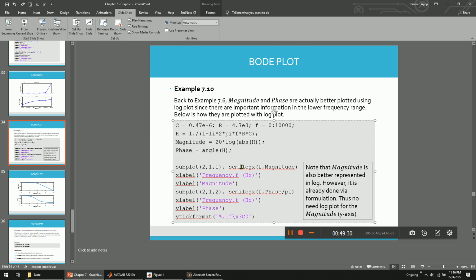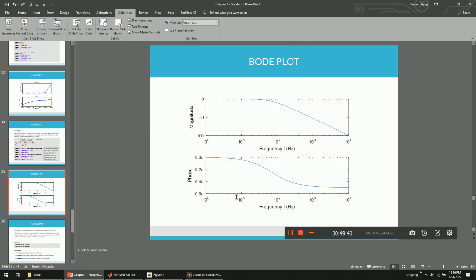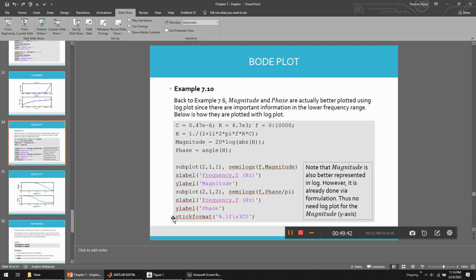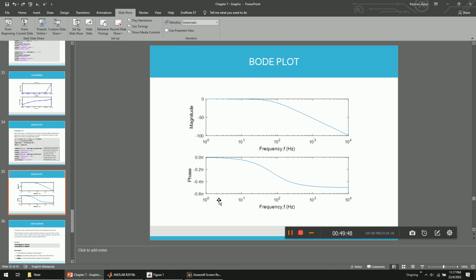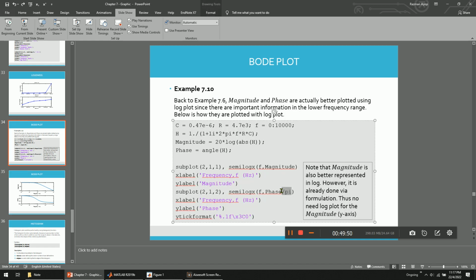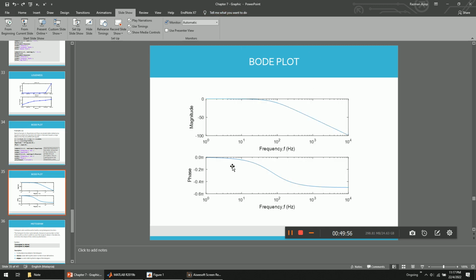But this time you plot using semilogx. Only the x is the logarithm scale. And of course you change the tick to this one, pi. That's why you divide by pi for the phase. So this is the result.